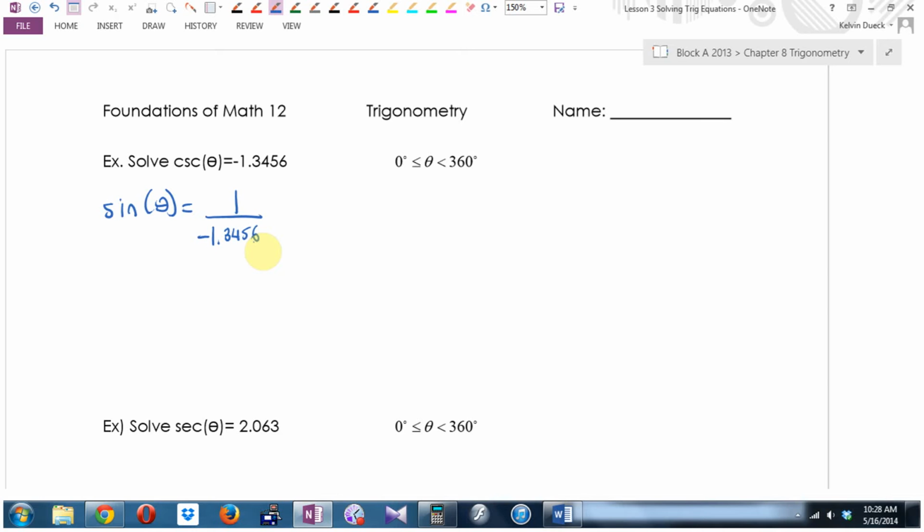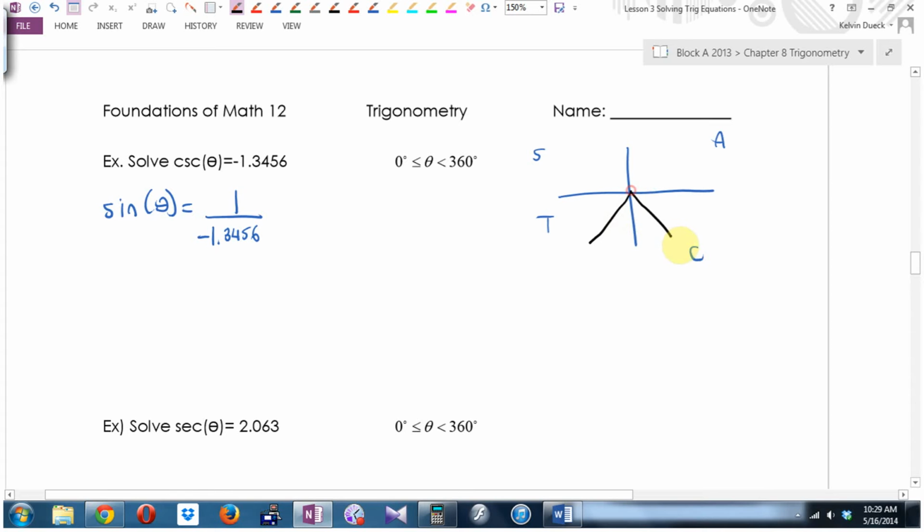Which trig function, although they started out with cosecant, which trig function did they really give me? Sine. Let's do our cast rule over here. According to this question, was sine negative or positive? Was my answer negative or positive? Where is sine going to be negative? Right? 3 and 4?